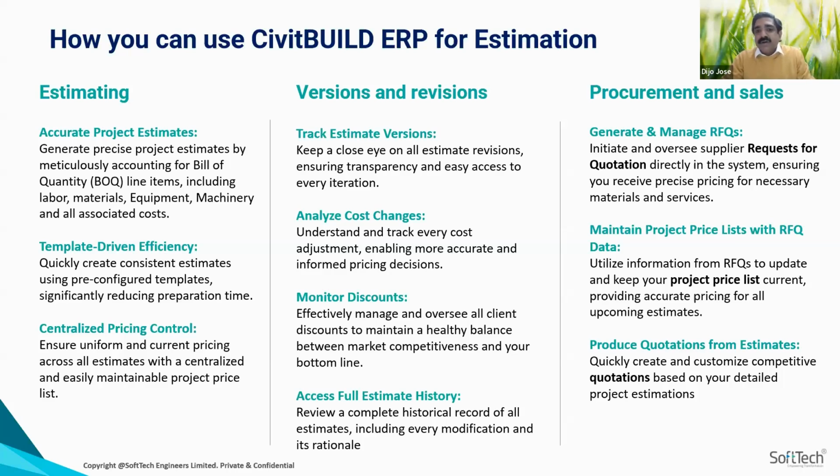Analyzing the cost changes and monitoring discounts is a core functionality available in CivitBUILD. You can manage the discounting factor based on the feedback you get from your consultants or even from your client. You can have line-based discounting, and it can even be at a section level. Those are highly demanded features that CivitBUILD offers to our existing customers, and we have had great feedback from our customers on those features.